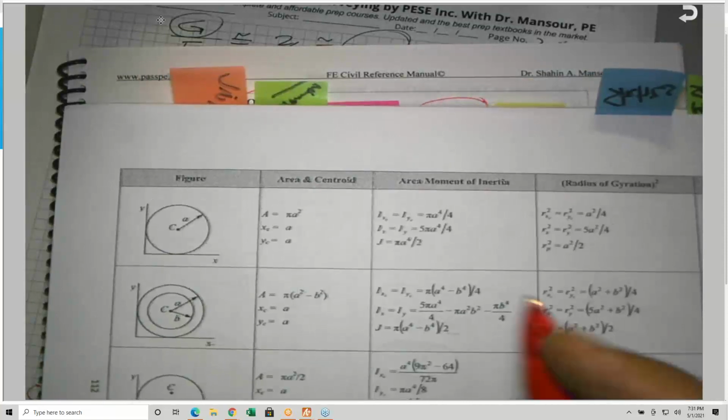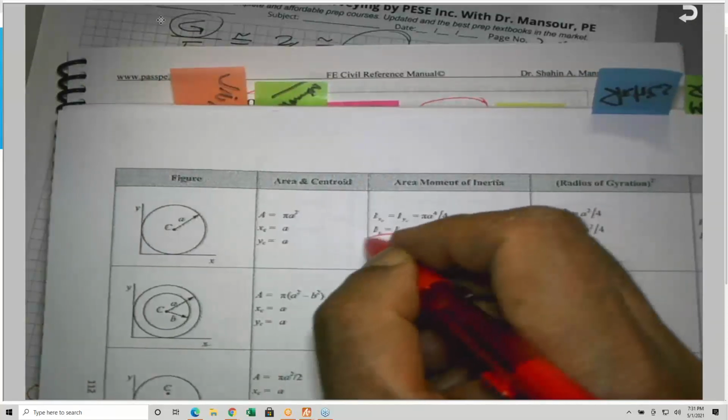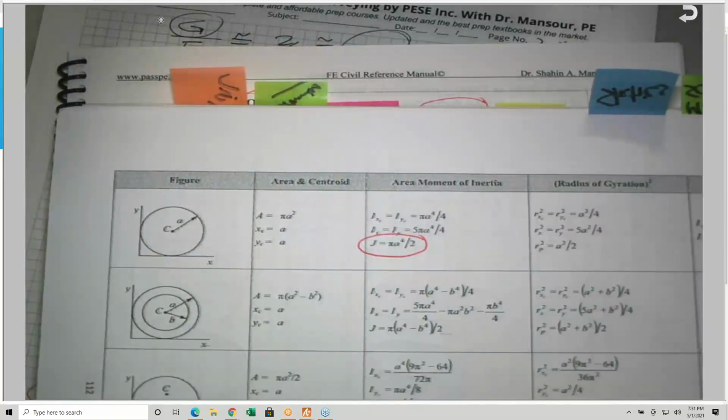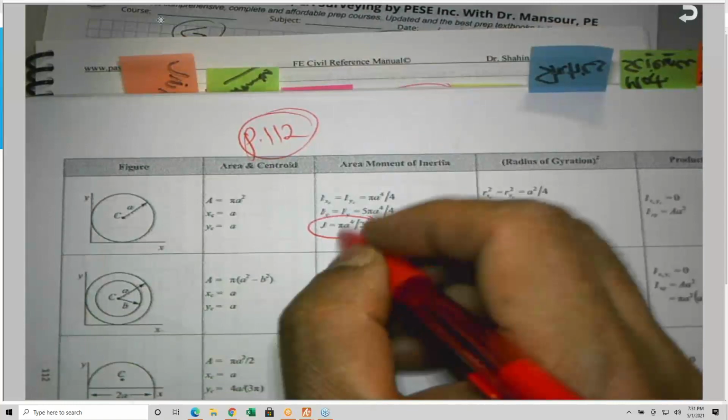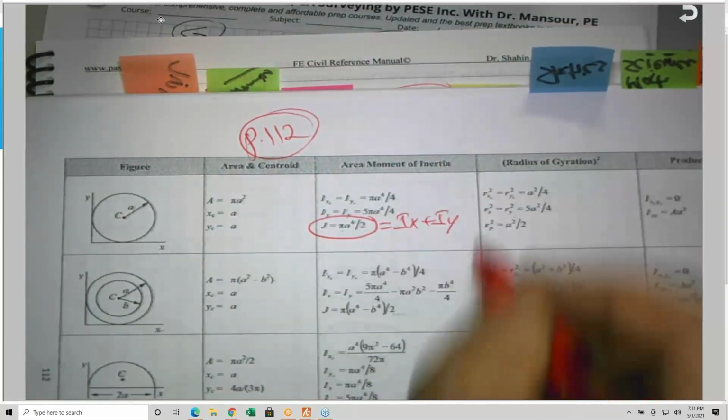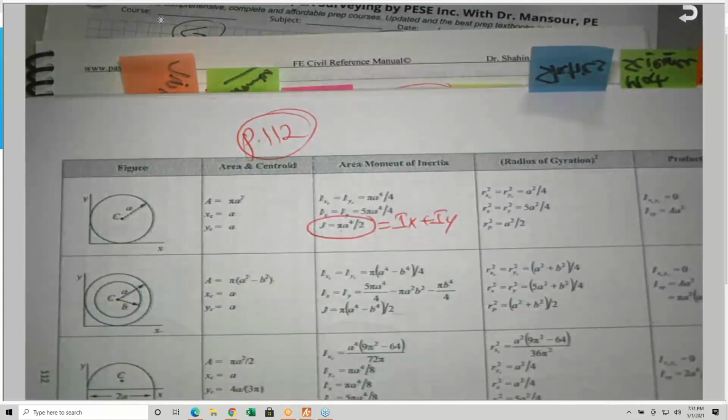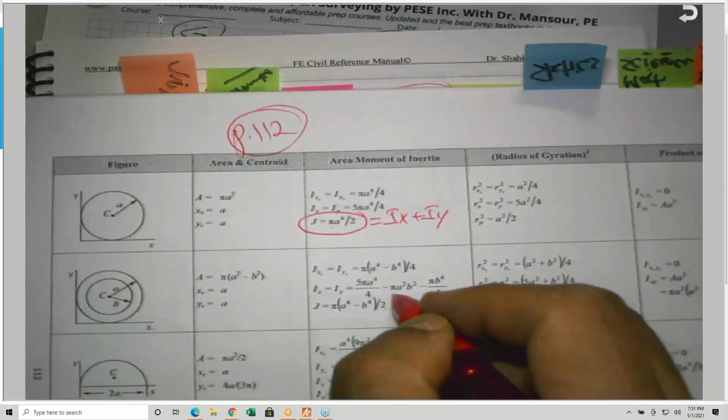No, they have it here, by the way. They have it for circular shafts. Yes, I saw it here. If you go to circular shafts, this is the J. So this is on page 112, because I remember I saw it here. So J is the polar moment of inertia. J is equal to Ix plus Iy, by the way, the sum of Ix plus Iy. And they give it also for the hollow shaft.